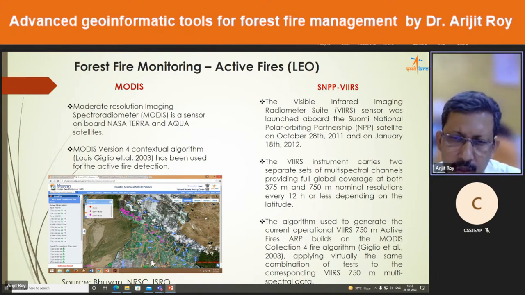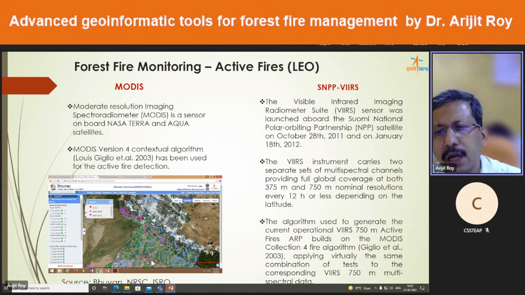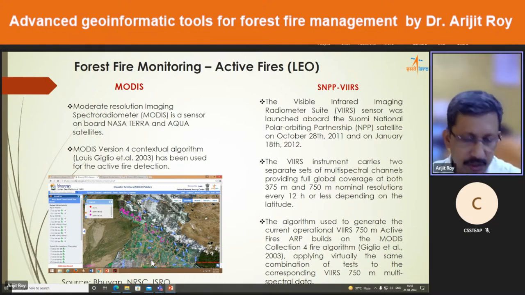It uses the same algorithm to generate the active fires, and it generates active fires at two resolutions, that is at 750 meters and at 375 meters, sorry.